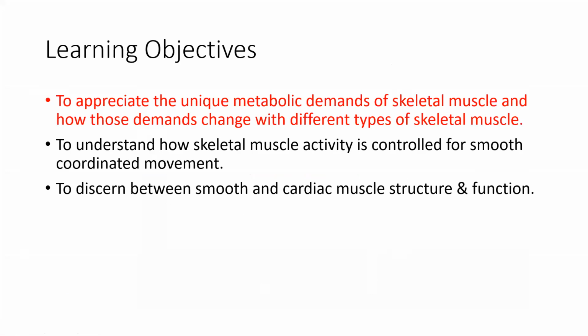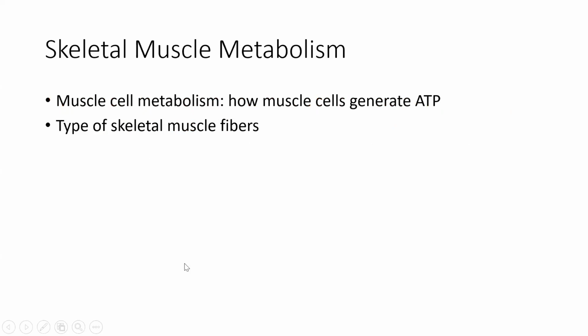Now we're going to get into more of the metabolic demands of muscle. How does it get its energy? How does it sustain that energy? There are two different types of energy production. So we're talking about ATP production here, and we're going to get into the details of how those two different types look.